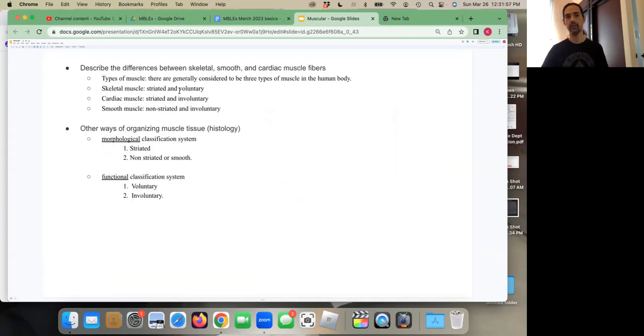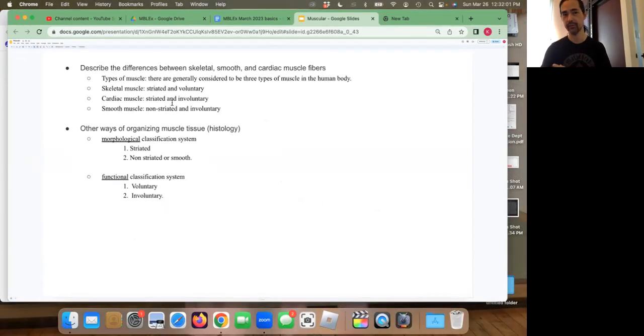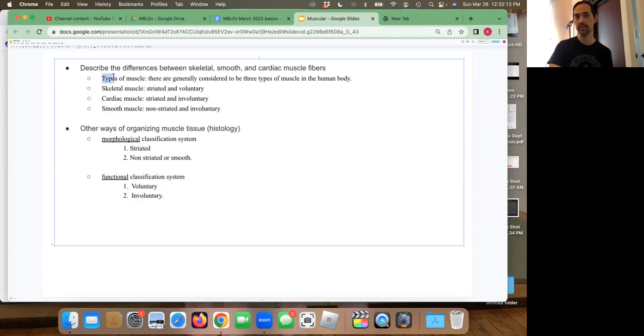So just want to remind you that there are two or three ways of looking at or describing the differences between different kinds of muscles or classifying muscles. One is through the type of muscle. So generally there are considered to be three types of muscles in the body. That's skeletal muscle, cardiac muscle, and then smooth muscle. And that is one way of organizing it.